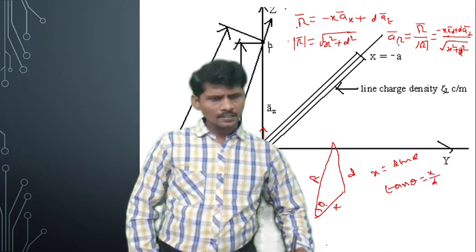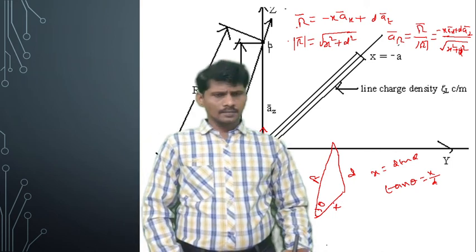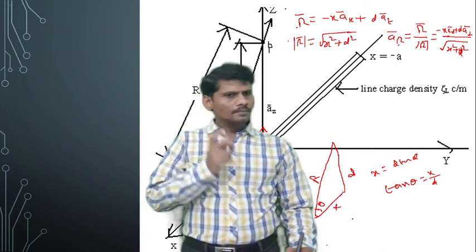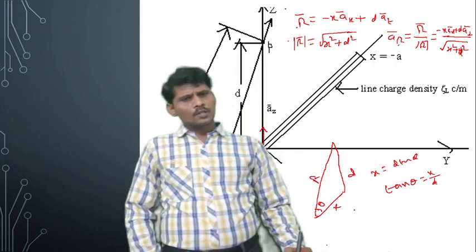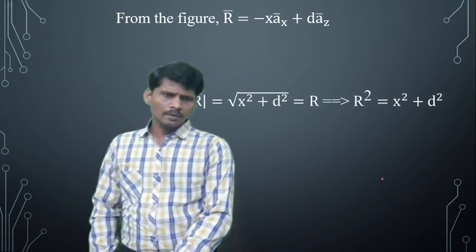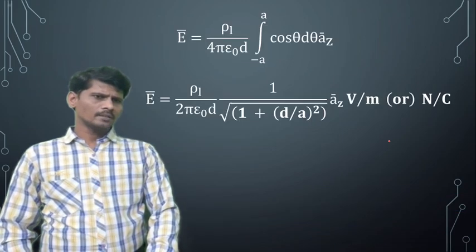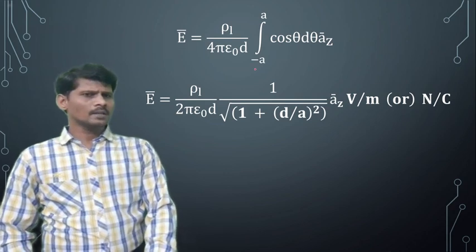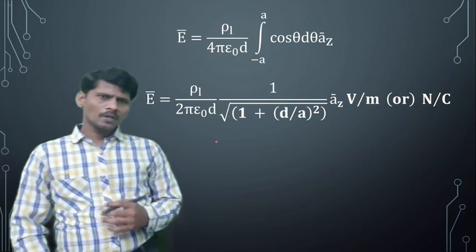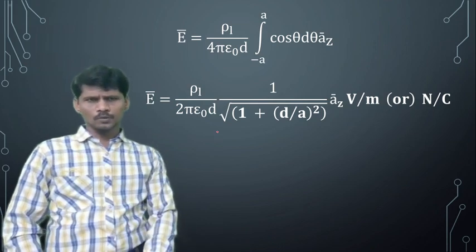What is tan theta? Tan theta is equal to the opposite side by the adjacent side. So from this equation, sin theta is equal to x by square root of x square plus d square. Substitute the sin theta value here. After that, applying the limits minus a to plus a, we get the electric field intensity of the given data: E bar is equal to rho L by 2 pi epsilon naught d into 1 by square root of 1 plus (d by a) whole square into az bar.